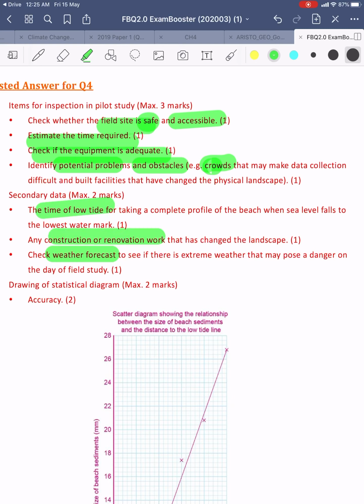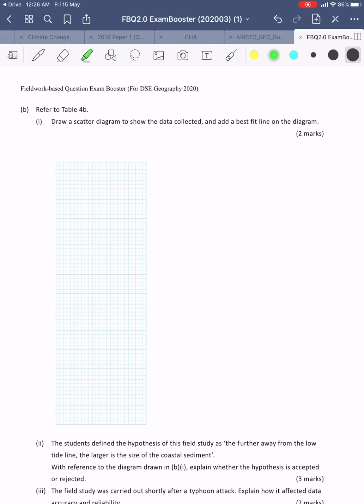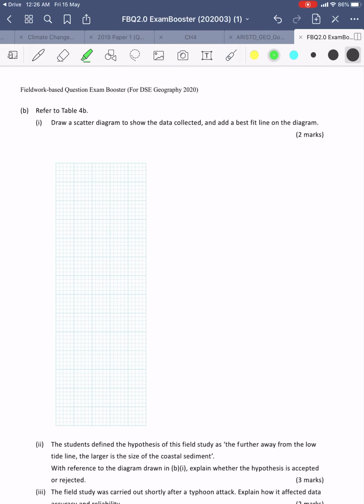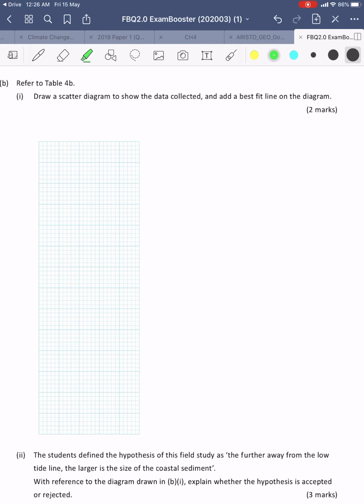Any construction work and renovation work. You can say it's a news report, but you have to specify which one is talking about the high tide and low tide. And also you have to specify that it's talking about the weather forecast for here. Don't just say news report. It's not enough.